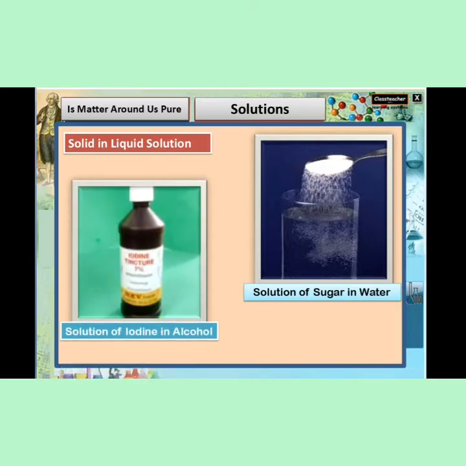Another example: iodine is a solid substance. Whenever iodine is added in alcohol, it is soluble and alcohol is here the solvent. So a solution of iodine in alcohol, which is known as tincture of iodine, is also an example of a solid in liquid solution.